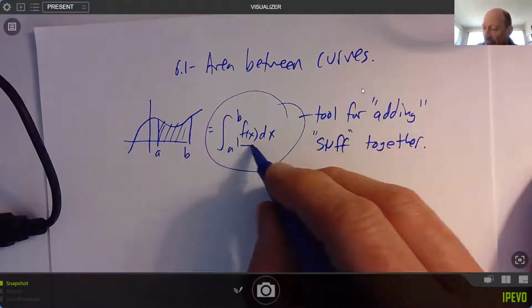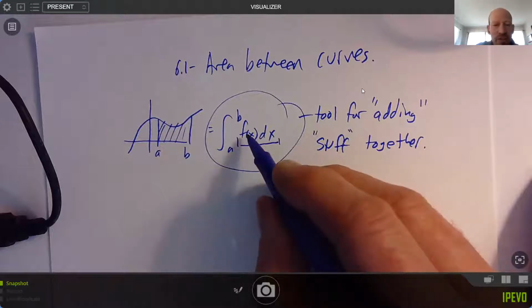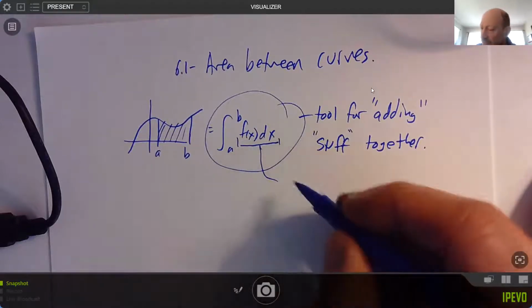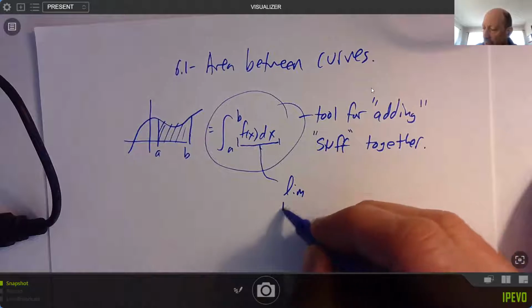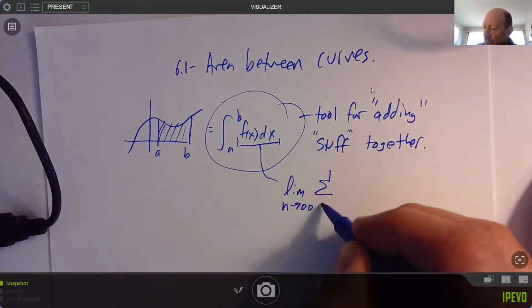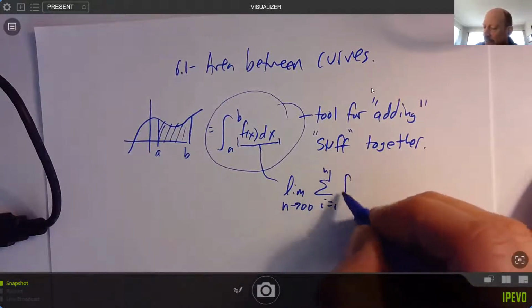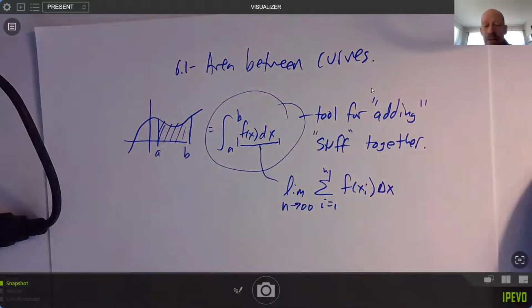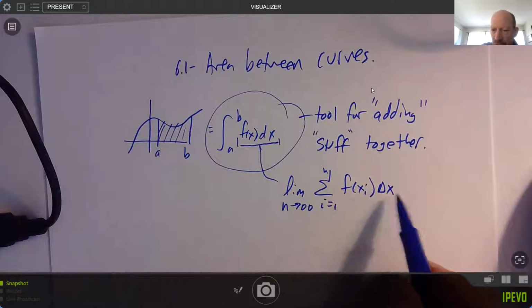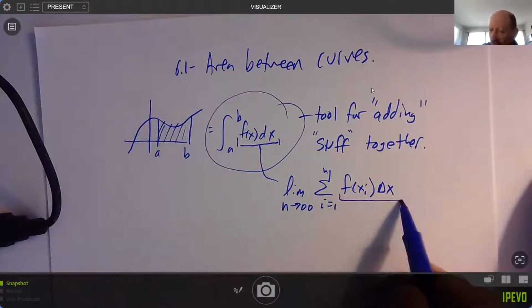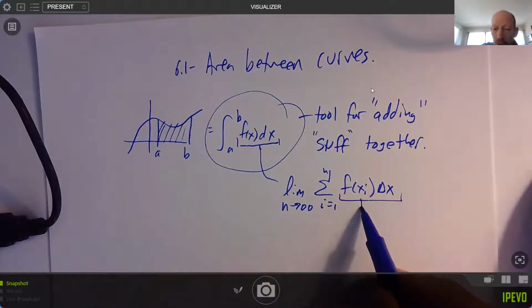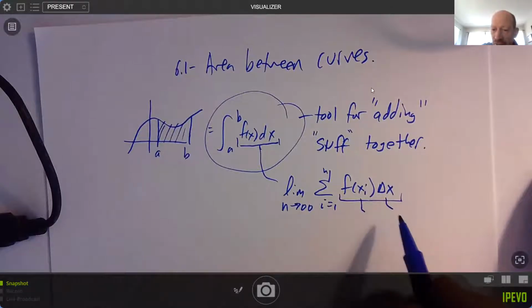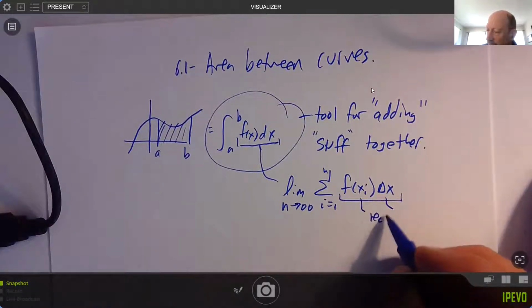But the stuff we're adding together, remember where this expression comes from. This whole thing is the limit as n goes to infinity of the sum from i equals 1 to n of f of x sub i times delta x. So this f of x dx corresponds to this piece here, and if you remember, this was the height and this was the width of these little rectangles.